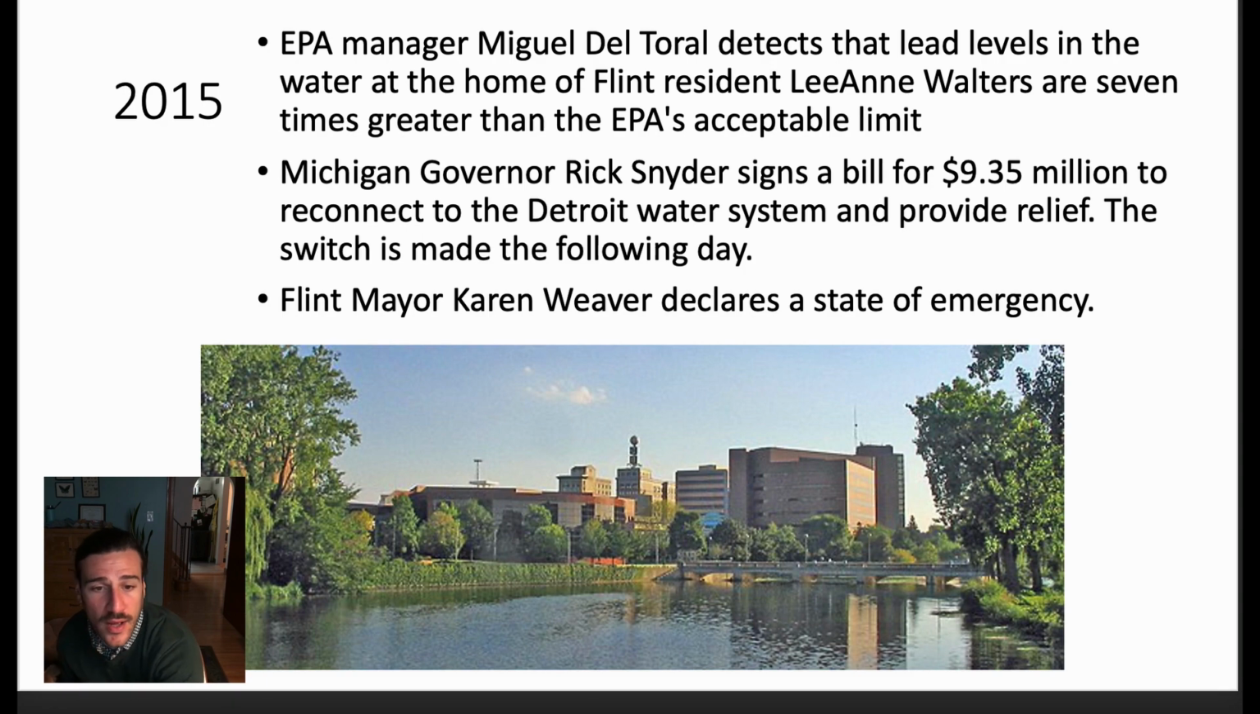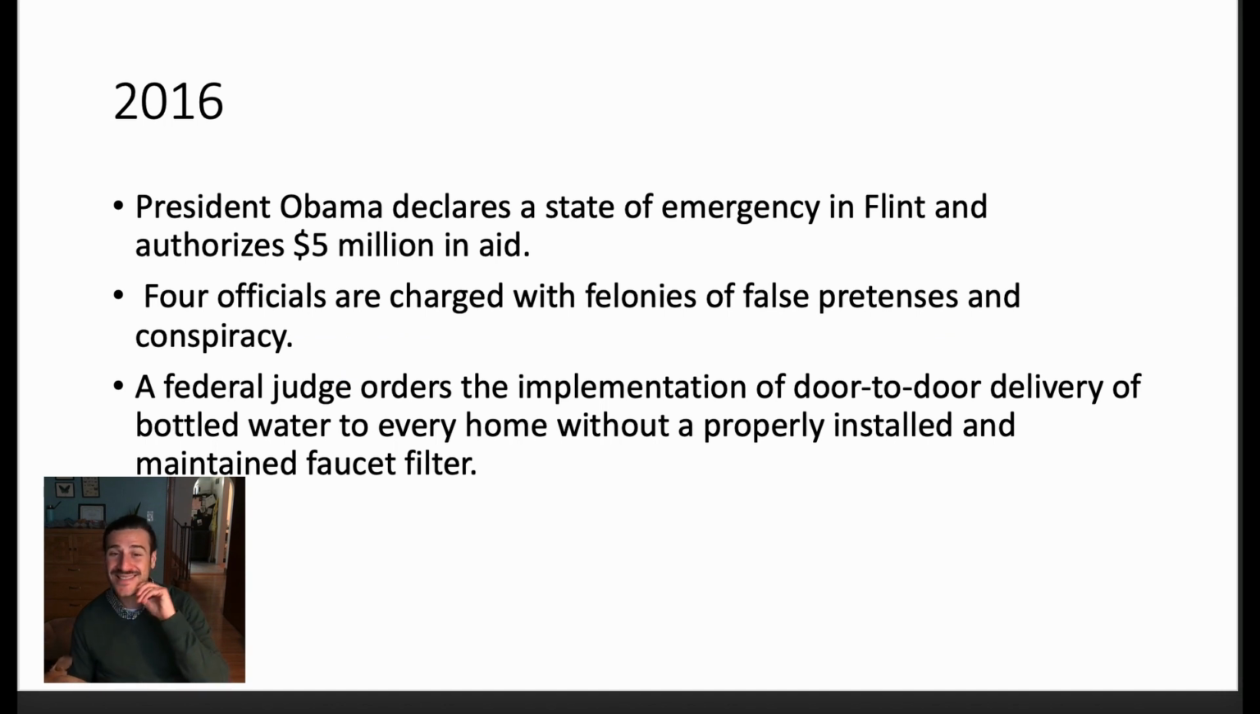Here we have Flint Mayor Karen Weaver declaring a state of emergency. In 2016, Obama declares a national state of emergency in Flint and authorizes $5 million in aid. Four officials were charged with felonies, including false pretenses and conspiracy. A federal judge orders door-to-door delivery of bottled water to every home without a properly installed, maintained faucet filter. So yeah, that's nice. You're getting bottled water, but how do you bathe, right? How do you boil pasta, right? You can't live without pasta.